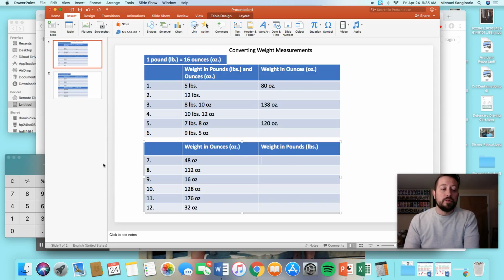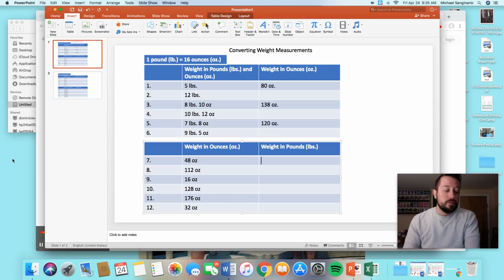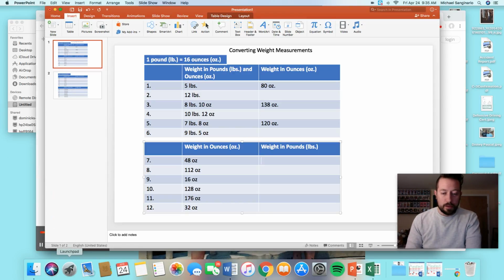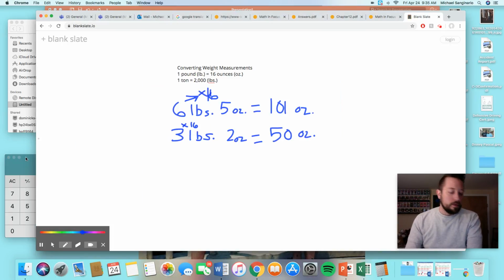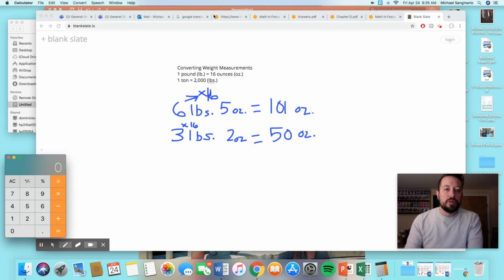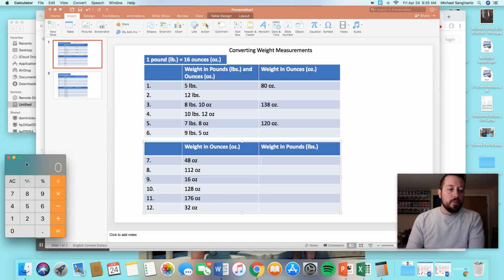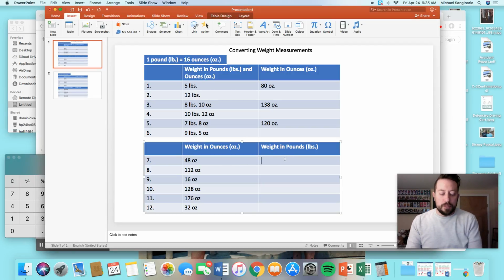So now let's go the opposite way. Now we have to divide. Oh, I just closed my calculator out. Okay, so I've got the calculator back now. Okay, so where were we? Okay, so 48 ounces. So we have to divide by 16 to go from ounces to pounds. Okay, so I'm going to take 48. I hit the divide symbol, 16, and your answer is 3 pounds. Okay, LBS stands for pounds.